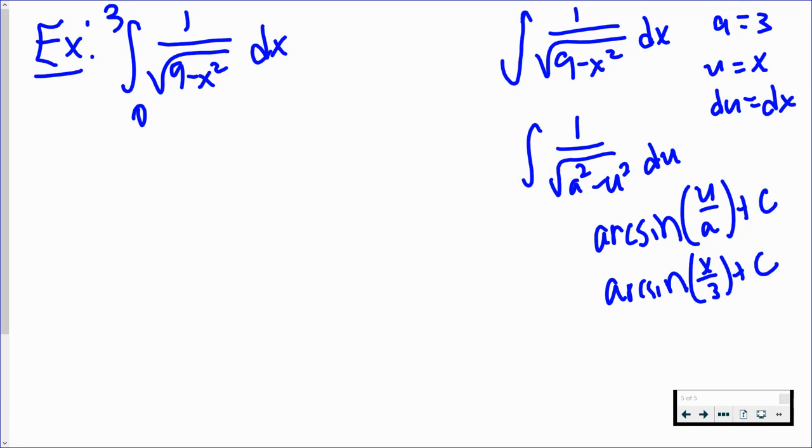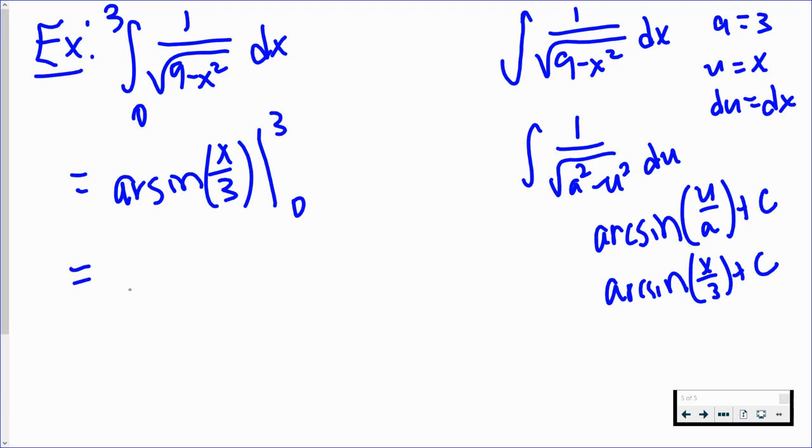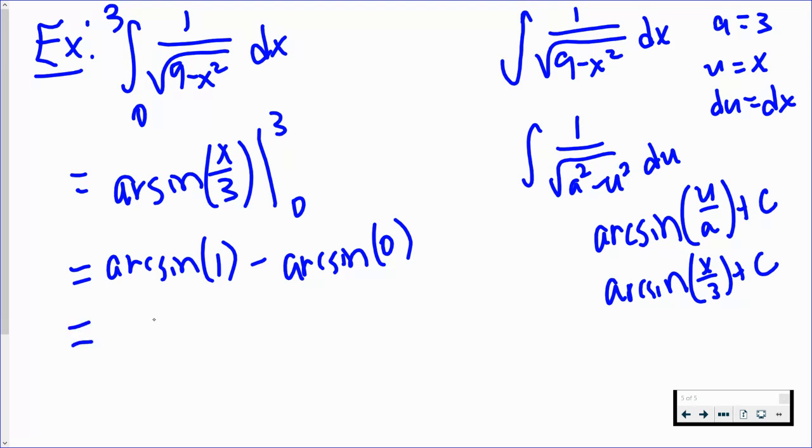Now let's go back over to our definite integral. So this is going to be arcsin of x over 3, and we don't need the plus c because we are evaluating. It's a definite integral. Let's put in our limits of integration. Plug in 3 first, and that gives us arcsin of 3 over 3, which is 1, minus arcsin of 0 over 3, which is 0. Arcsin of 1 means where is the sine equal to 1? That happens at pi over 2. Arcsin of 0, where is the sine equal to 0? That happens at 0. Pi over 2 minus 0 gives us pi over 2.